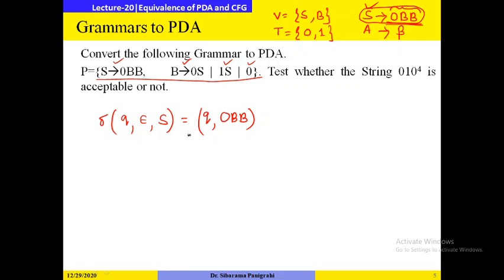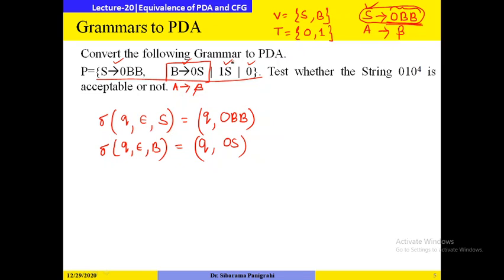Now let me go through another production: B gives 0S. Writing it in the form A gives beta, A is B and beta is 0S. So I write delta of q, epsilon, B equals (q, 0S). This is dead easy.